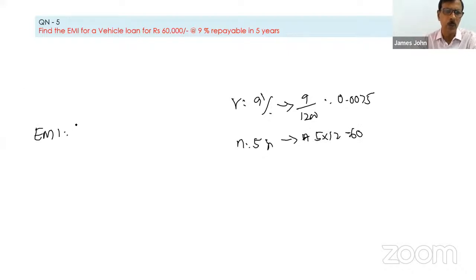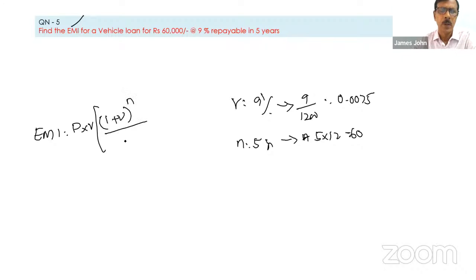EMI is equal to, what is the formula? It is P. Excuse me, sir, why do we have to divide by 12? Monthly, equated monthly installment. So you have to divide by 1200. And here, 5 years, how many months? Sir, any interest we have to calculate divided by 1200?